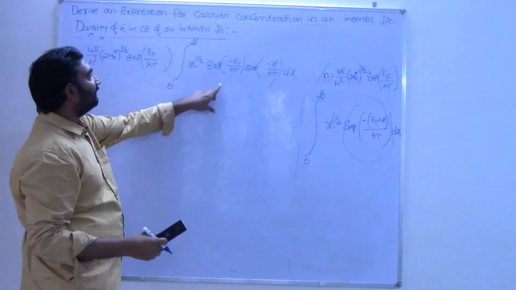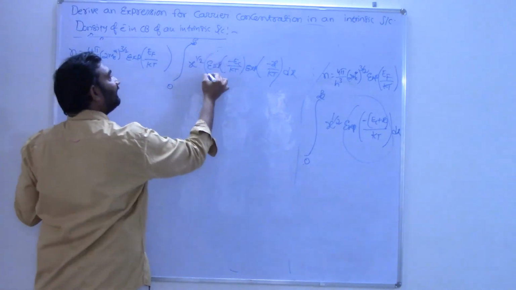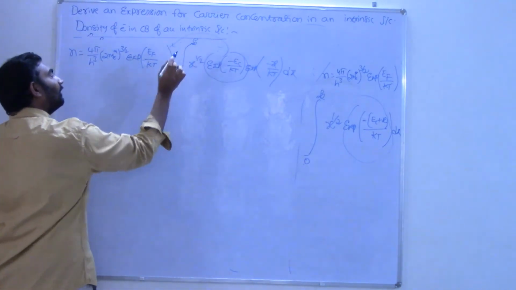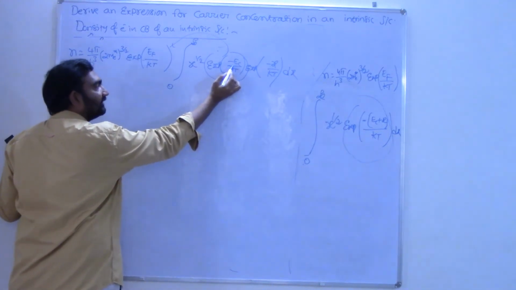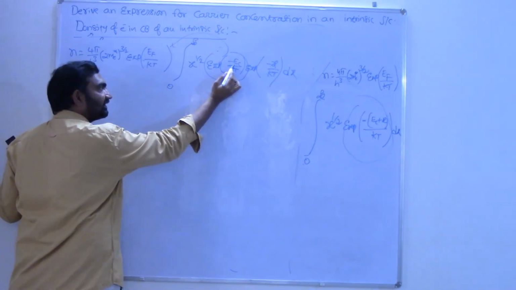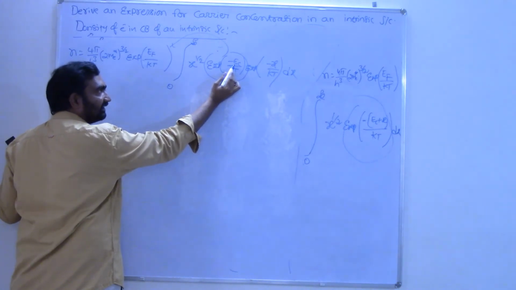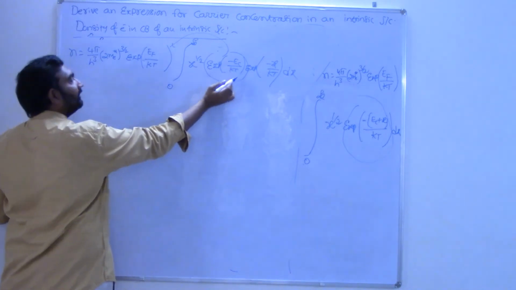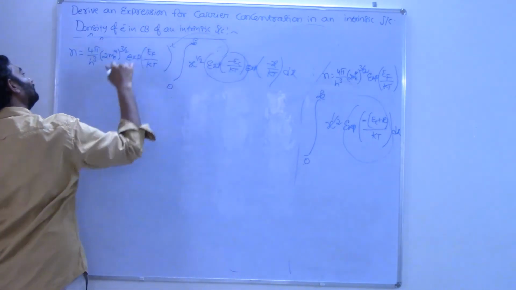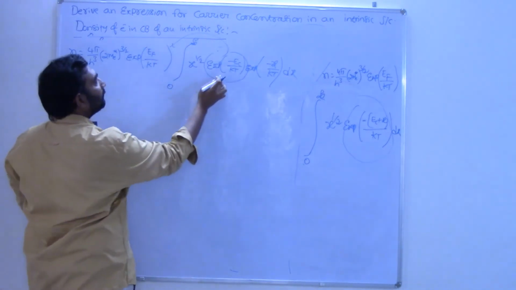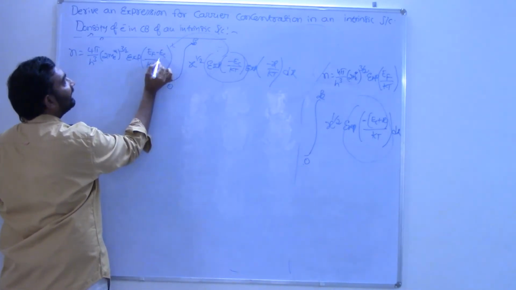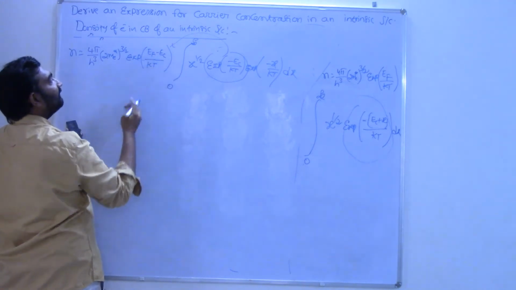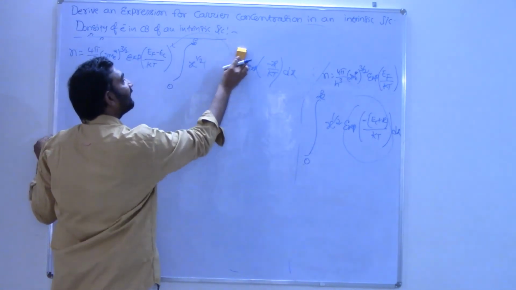Here once again you can bring this e power minus EC by kT outside of the integration. Why? Because EC is a constant value. In the conduction band, the least energy level is named EC. If an electron is in that state, it possesses a constant amount of energy EC. Since this is a constant value, you can bring it outside. So if you bring this value outside, it becomes exponential of EF minus EC by kT.